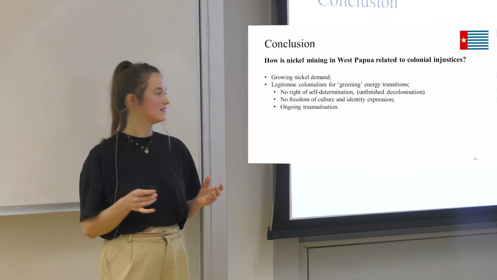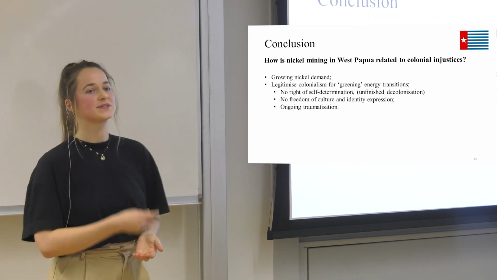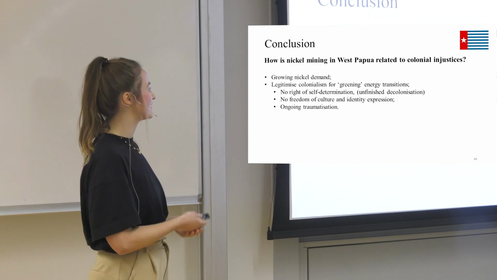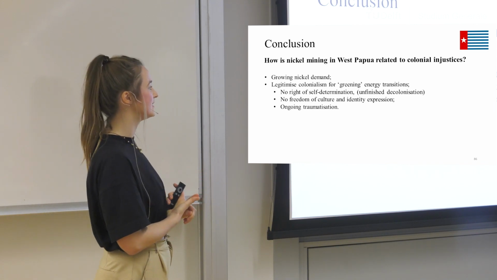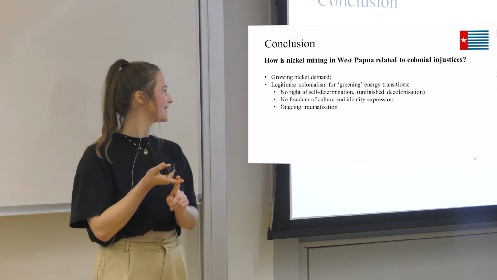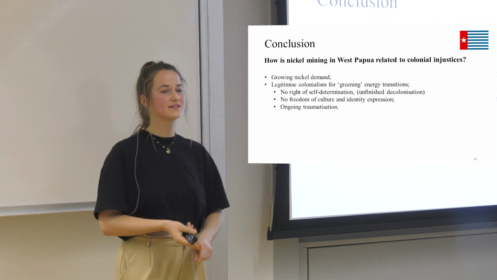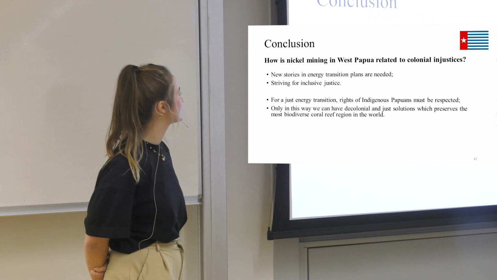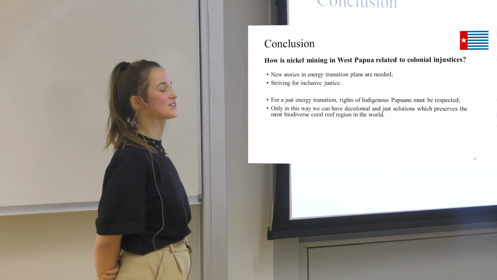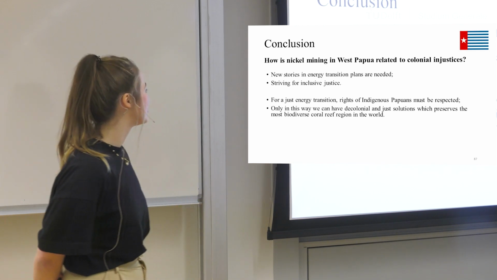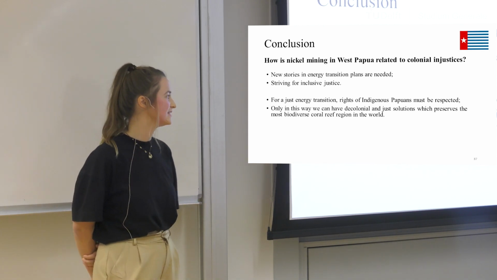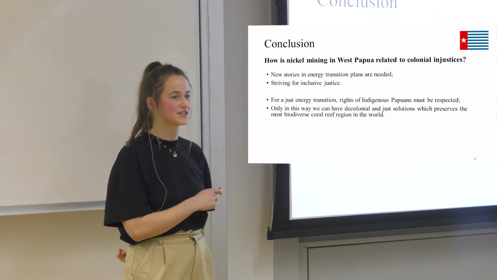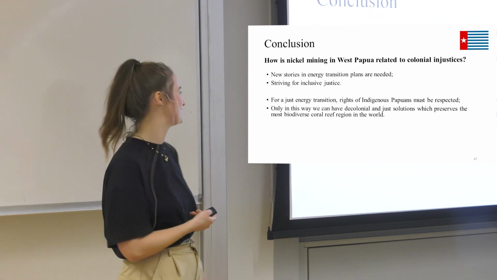And with the growing demand of nickel, the Indonesian government, but also the European Union, can legitimize colonialism for the greening of our energy transitions, where there is no right of self-determination because of the unfinished decolonization, there's no freedom of culture and identity expression, and there's an ongoing traumatization for indigenous Papuans. And so new stories in the energy transitions plans are needed, where we are striving for an inclusive justice. And for this just energy transition, the right of indigenous Papuans must be respected, because only in this way we can have decolonial just solutions which preserve the most biodiverse coral reef region in the world.